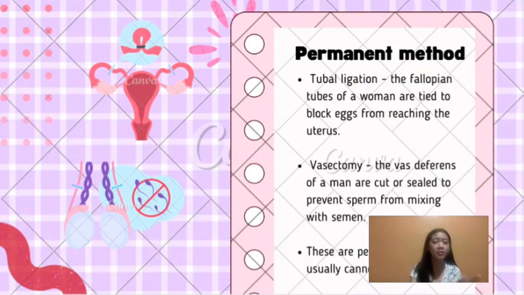So these are permanent and usually cannot be reversed. So permanent methods are for those na sure na gyud na dili gusto magkaanak. So we have women for tubal ligation and men for vasectomy. So kung mubuhat ani kailangan siguraduhon sa couple.